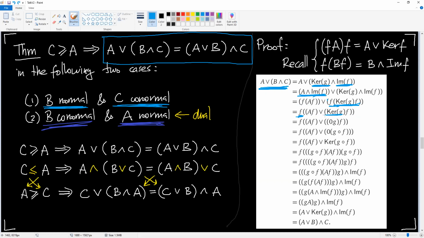Now think of kernel of G in terms of what it stands for. It's the inverse image of 0 along G. And then use the associativity rule. So inverse image of 0 along G and then along F is the same as inverse image of 0 along the composite GF. But then that's nothing other than the kernel of the composite, of course.